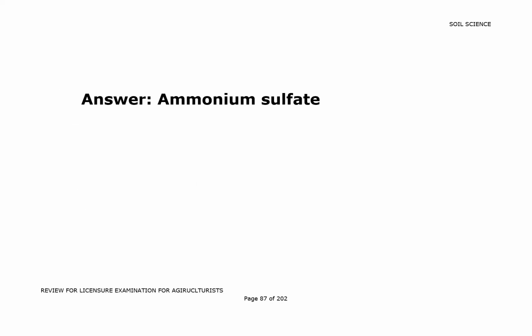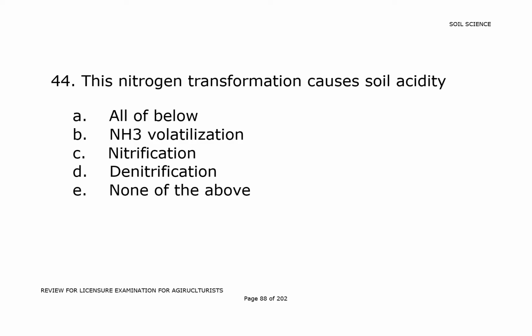The answer is ammonium sulfate. Number 44. This nitrogen transformation causes soil acidity. A. All of below. B. NH3 volatilization. C. Nitrification. D. Denitrification. Or E. None of the above.